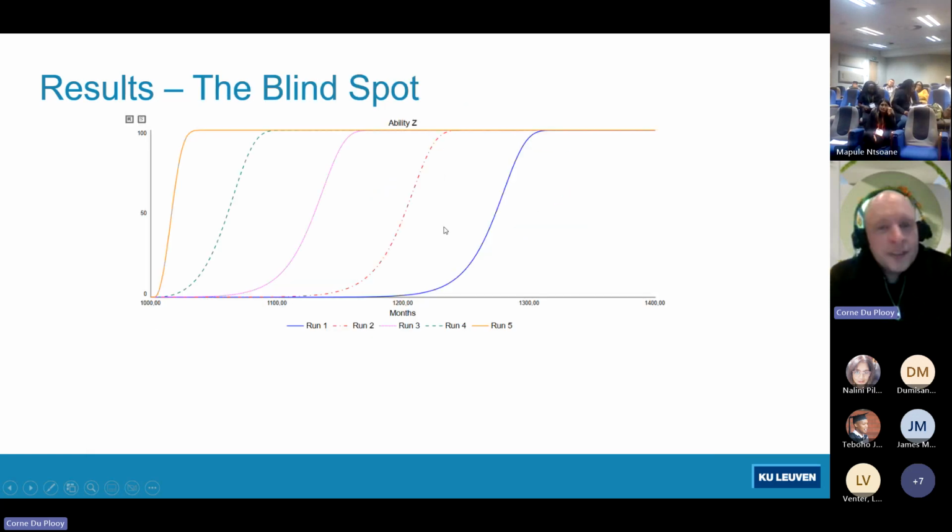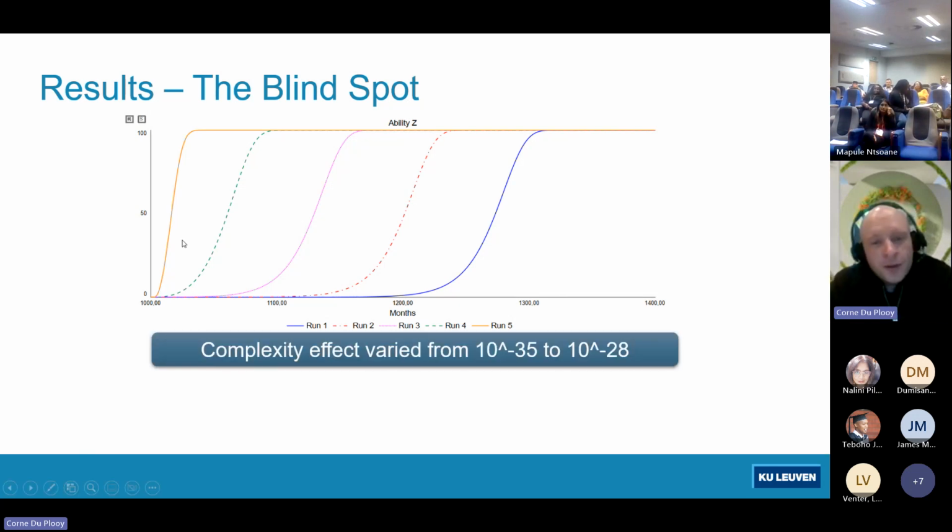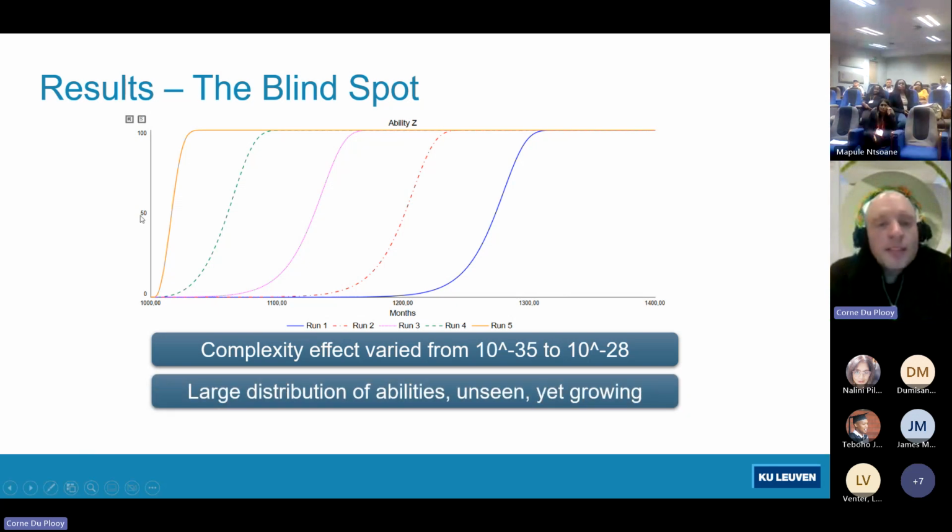So then doing a bit of a sensitivity analysis on when those abilities, which are different, may emerge, we can see that if we vary those complexity effects at which those abilities start happening, the initial ones happen quickly and very fast, like the ones we've seen the past year suddenly start emerging. But there are more things happening. There are more abilities coming out. The large distribution of abilities are unseen, and yet they are growing.